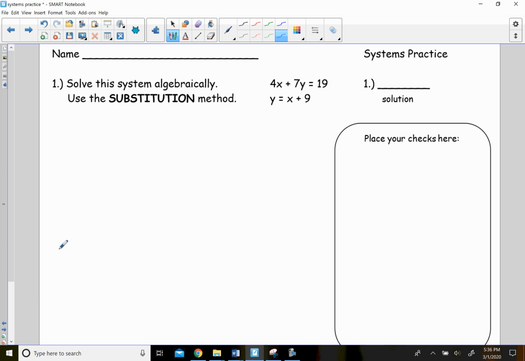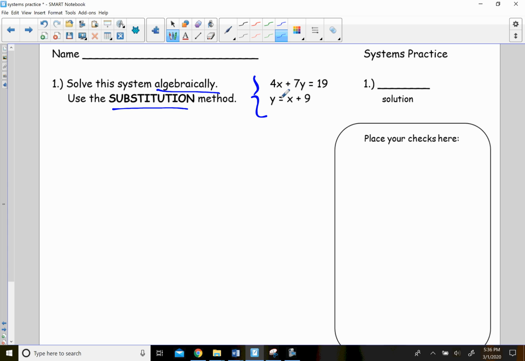All right, so we're going to do a quick review here. The first question on your handout from the substitute on solving a system algebraically using substitution, where you substitute or plug in an expression to represent the letter. So you have a system here because you have two equations, a group of equations. The first one says 4x plus 7y equals 19. Second one says y is the same as x plus 9.